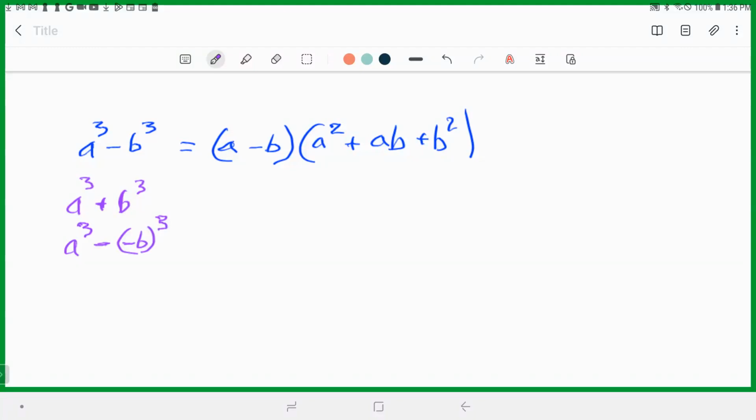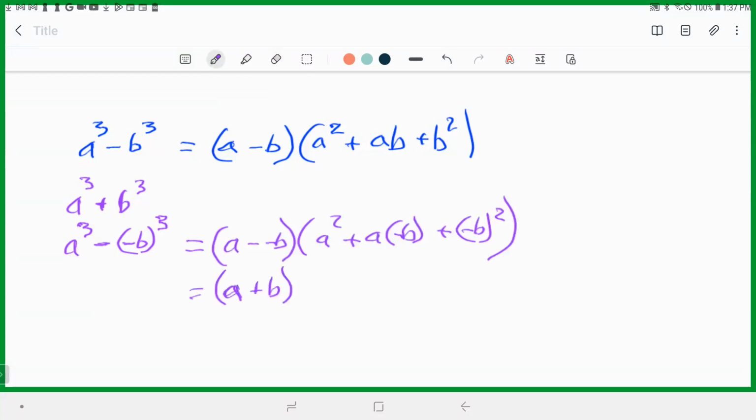Agreed? Yes, sir. So the difference between this and this is that instead of having b's, I now have minus b's. So if I write the same expansion, but replace all my b's with minus b, then my first term will be a minus minus b, bracket a squared plus a times minus b plus minus b squared. Can you see that? So it becomes a plus b instead, bracket a squared minus ab plus b squared. It's basically applying the same thing when the power is odd. When the power is odd, you can have the sum of 2 powers and apply the difference of 2 powers application just the same.